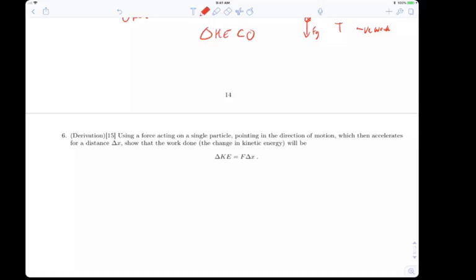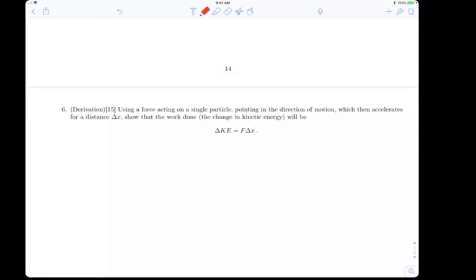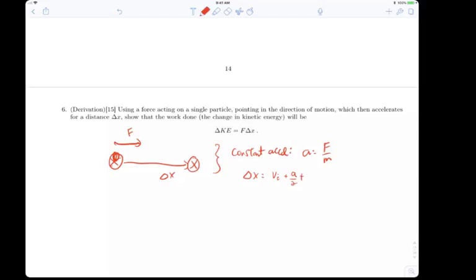Derivation. Using a force acting on a single particle, pointing in the direction of motion, which accelerates over distance delta x, show that the work done will be that. Okay, so what you do is this. You've got an object, and then there's a force, and then the object moves from here over to here. It will undergo constant acceleration, right? So delta x is equal to v initial plus a over 2 t squared times t, and then v final is equal to v initial plus a t.